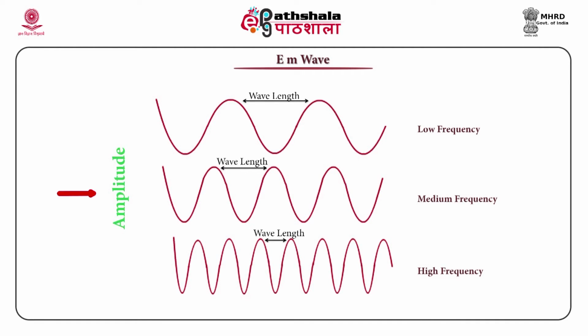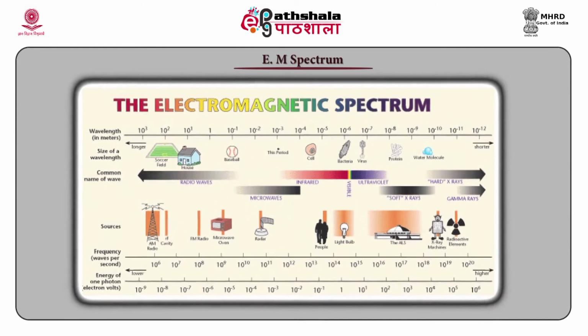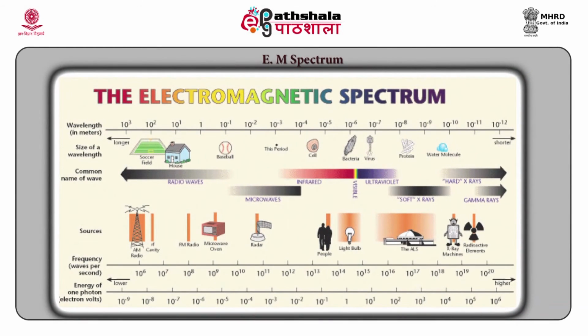In case of sound, amplitude defines loudness. Electromagnetic waves are arranged according to their frequency and wavelengths in different bands, and the collection of those bands is known as the electromagnetic spectrum. It varies from gamma rays, X-rays, ultraviolet rays, visible, infrared rays, microwaves and radio waves.